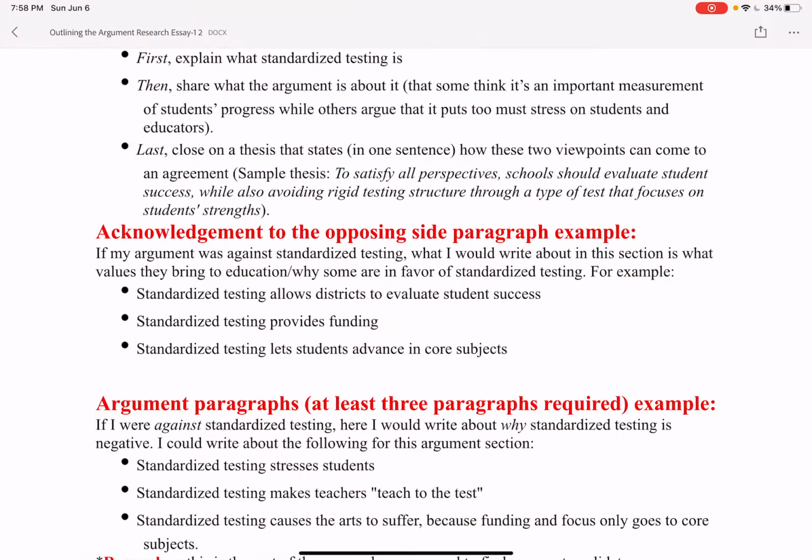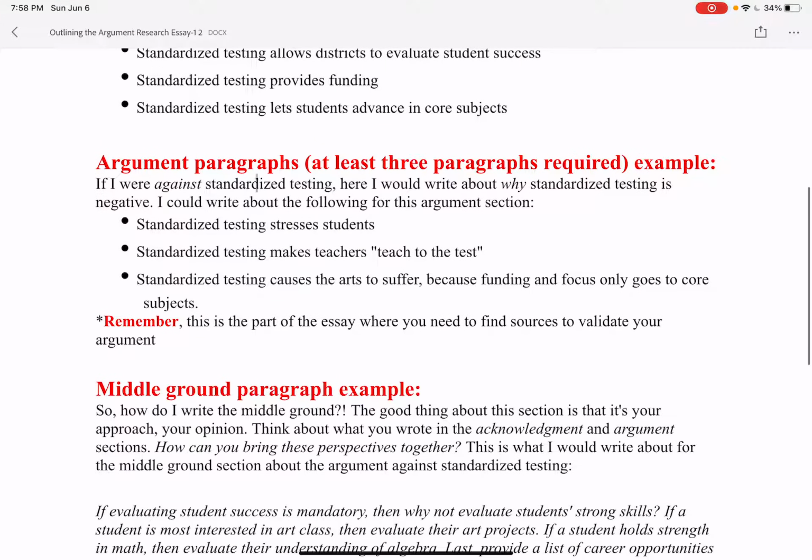So if we think about the sample, my argument paragraphs, I would write at least 3 paragraphs. I'm against standardized testing, so this is why. And I would explain why. Something I came up with: they stress students out. They make teachers teach the test. They're not able to creatively teach and structure the courses how they want. And it causes the arts to suffer because funding and focus only goes to the core subjects instead of the creative outlets that schools and students and teachers combined need.